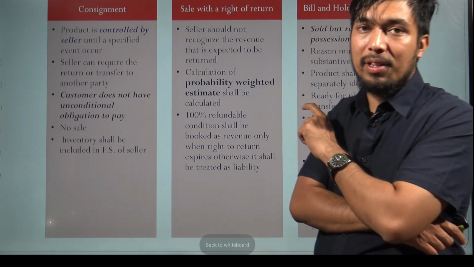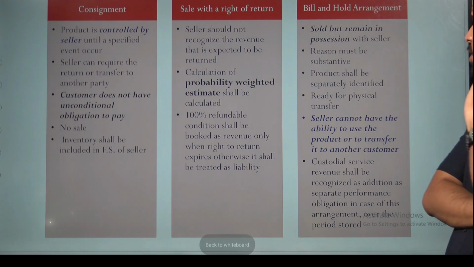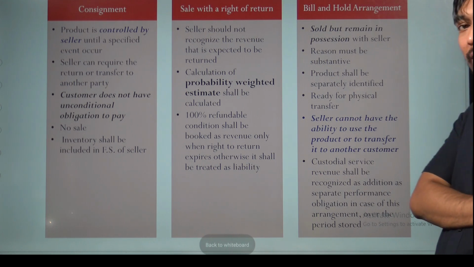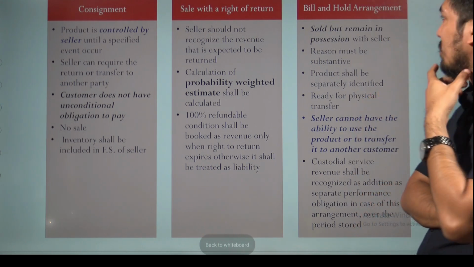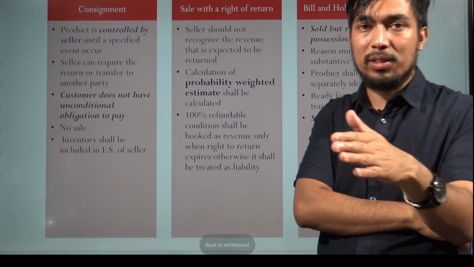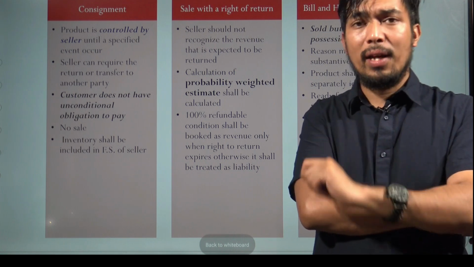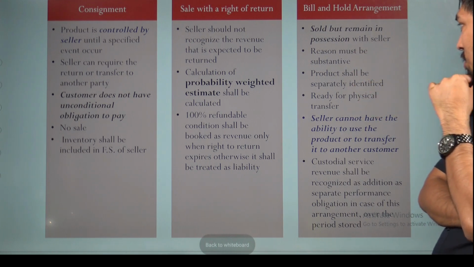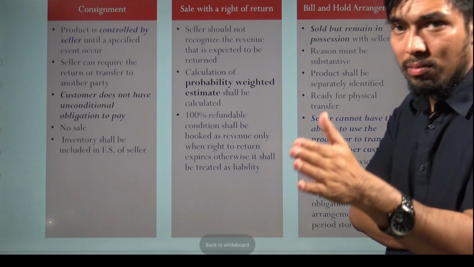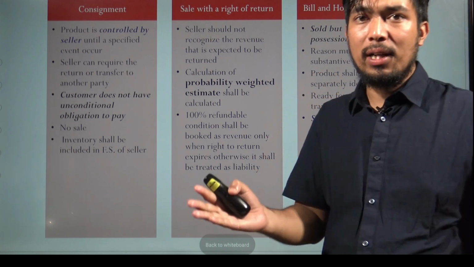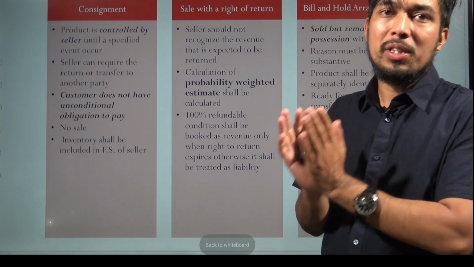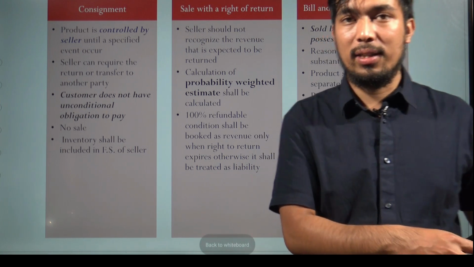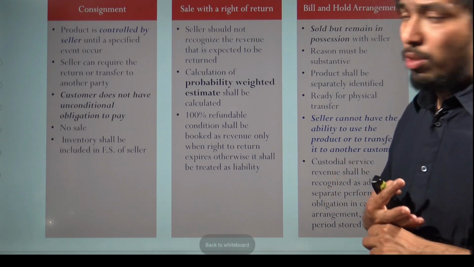Okay, and the third special scenario here is a bill and hold arrangement. The supplier has already sold the goods but the goods remain in the possession of the seller. That will be considered a bill and hold arrangement. The supplier has already billed the customer, already sold the product to the customer on paper, but possession lies with the seller. If there are substantive reasons and the product has been separately identified and stored in the warehouse of the seller, for example already sold to Mr. Ram of Biratnagar, separately identified and separately stored in the warehouse of the supplier, then it will be considered as sale. Otherwise it won't be considered as sale.